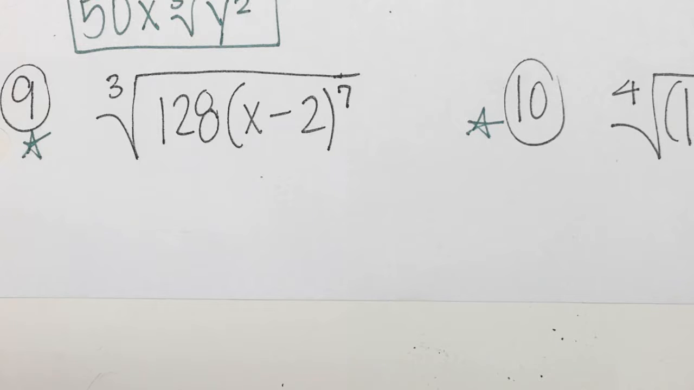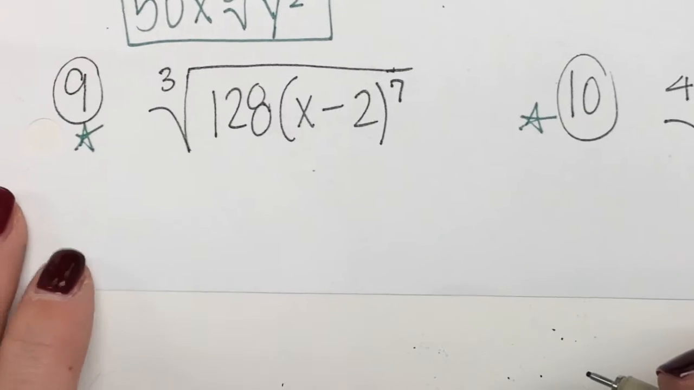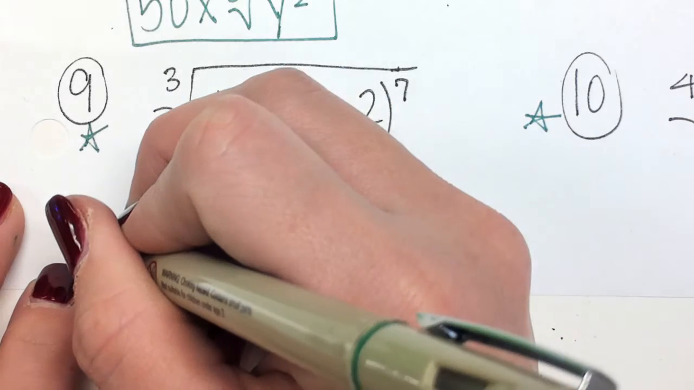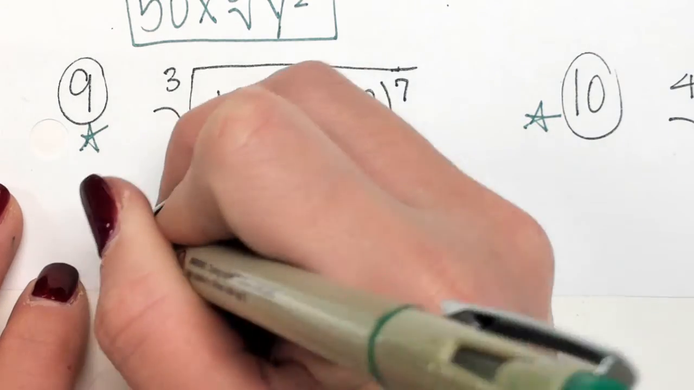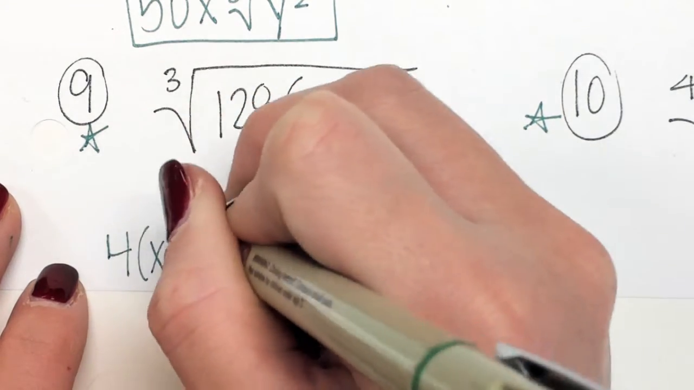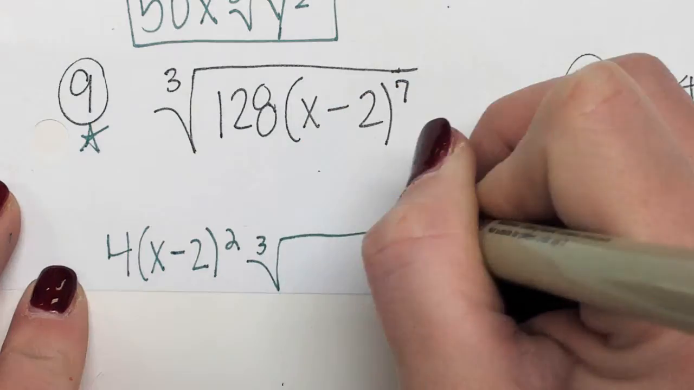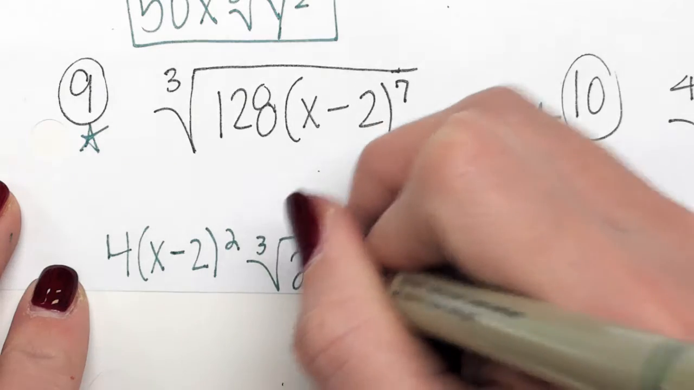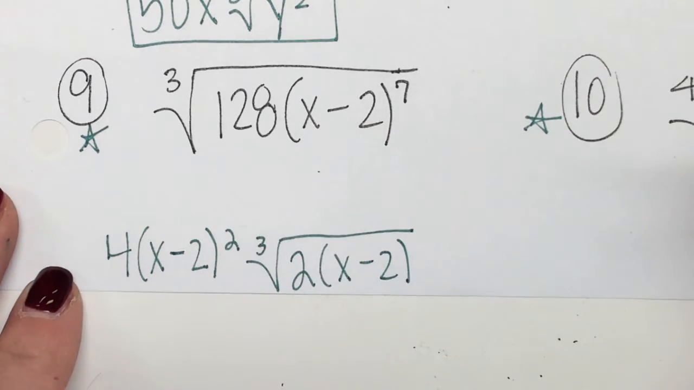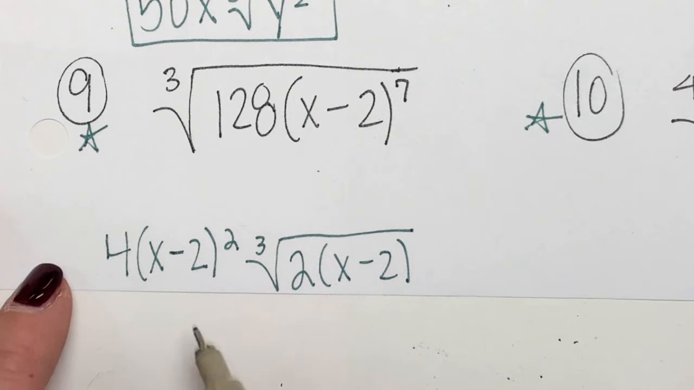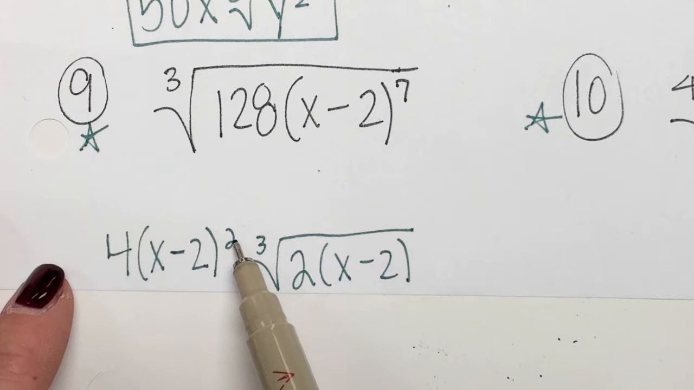Anybody need more time? Okay, who can tell me their final answer for number 9? Just the final answer. Go ahead, Toby. 4 times x minus 2 squared, the cube root of 2x. Perfect. Who got the same thing as Toby? Alright, do I need to go over this? Yes. Okay. Y'all probably had the x minus 2 squared, correct? Did y'all have that part?